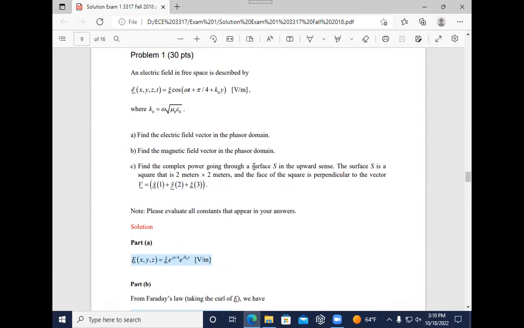Part C. Find the complex power going through a surface S in the upward sense. The surface S is a square, 2 meters by 2 meters. And the face of the square is perpendicular to the vector V, which is given by that. All righty. So now A is the electric field. Part B we did, it's the magnetic field. Now, of course, one of the first things we're going to want to do is take the electric field and magnetic field and construct a Poynting vector, right?